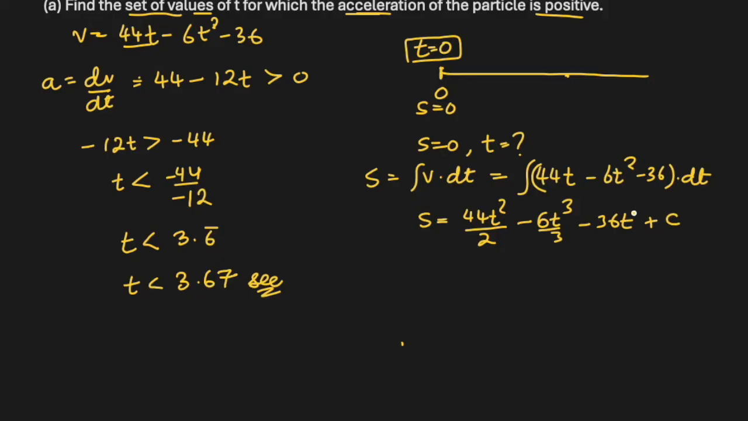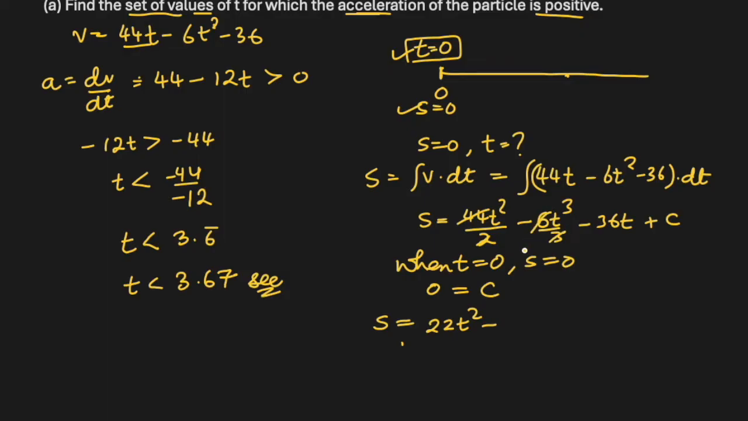We have to find C, and we can use the situation when time is 0, s is 0. So when t is 0, s is 0, this whole thing becomes 0, this becomes 0, this is also 0, so C is 0. We can ignore C in this equation now. So s becomes, 2 and 44 cancel, 22t squared minus, 3 and 6 also cancel, 2t cubed minus 36t. That's the equation of displacement.